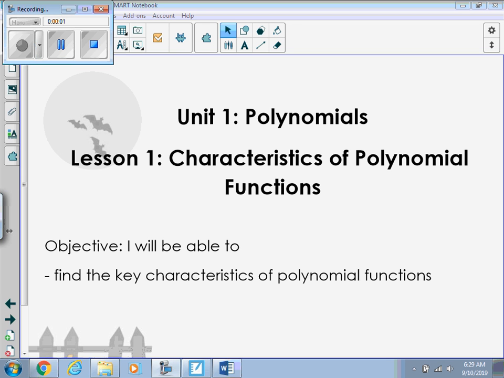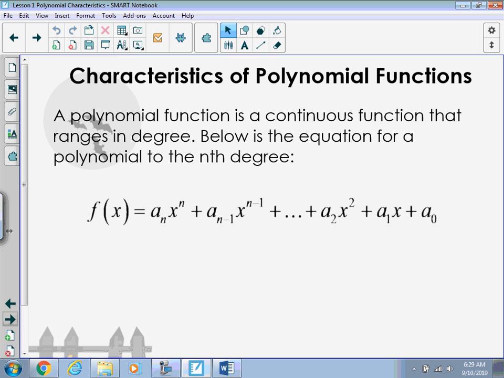All right, we're going to talk about polynomials. In this video, it's just going to be the important characteristics of a polynomial that will eventually help us graph the polynomial by hand. So a polynomial function is going to be a continuous function that ranges in degrees, right?